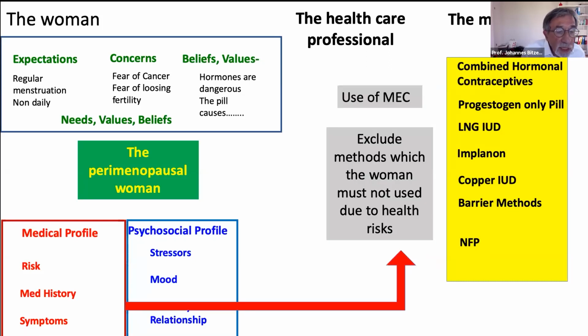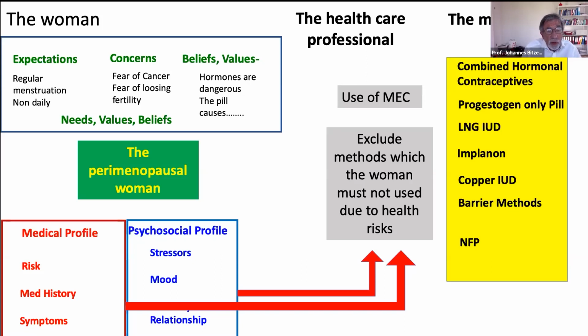Now the next step is looking into the medical and psychosocial profile of the woman, to see whether among the methods which are still available, which correspond to the needs, there are any methods the woman should not use for medical reasons or even for psychosocial reasons, using the medical eligibility criteria as Sven has very nicely shown.